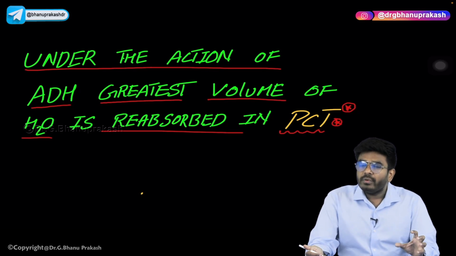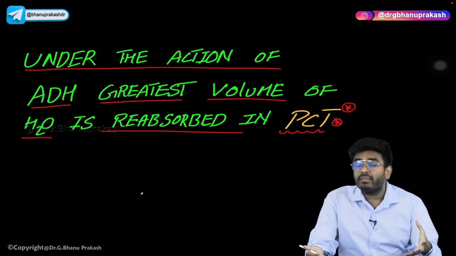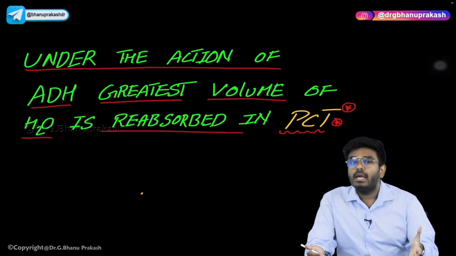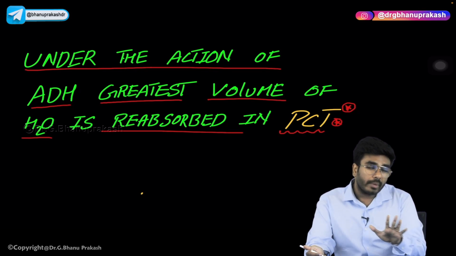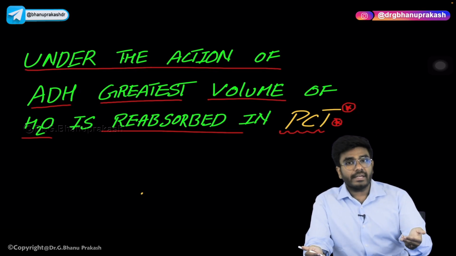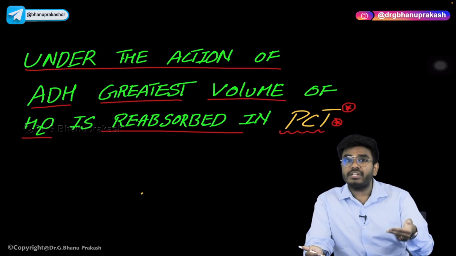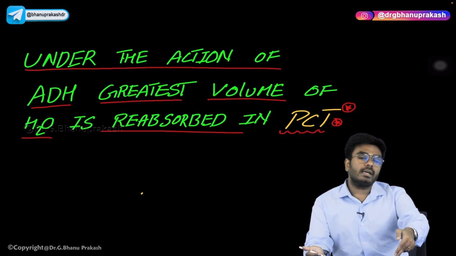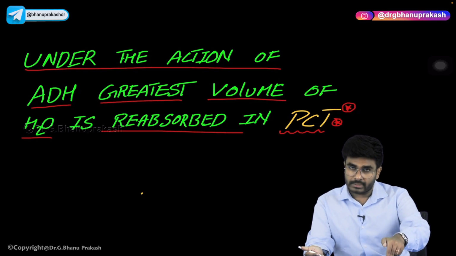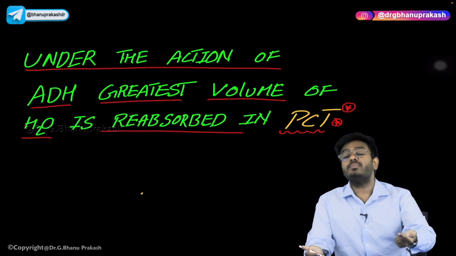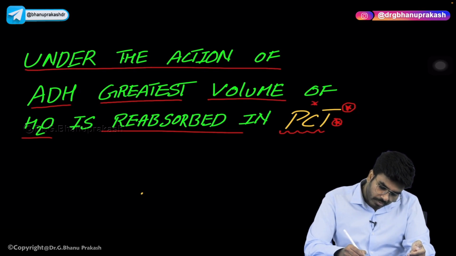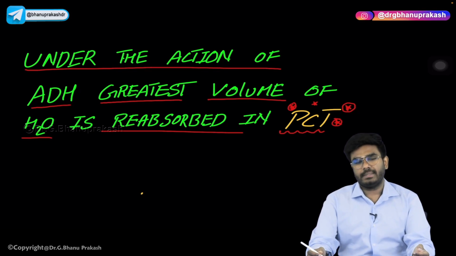But why have we discussed the collecting ducts? What is so important about the collecting ducts? Normally collecting ducts are impermeable to water, but whenever there is antidiuretic hormone, in these conditions, even the collecting ducts become permeable to water. But most of the water reabsorption happens where? Most of the water reabsorption happens in the PCT.